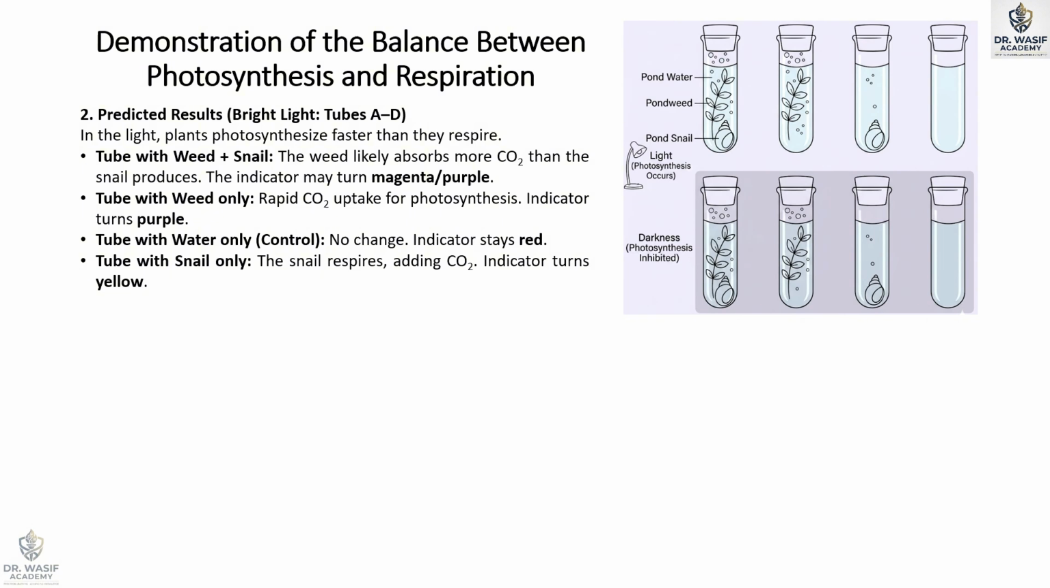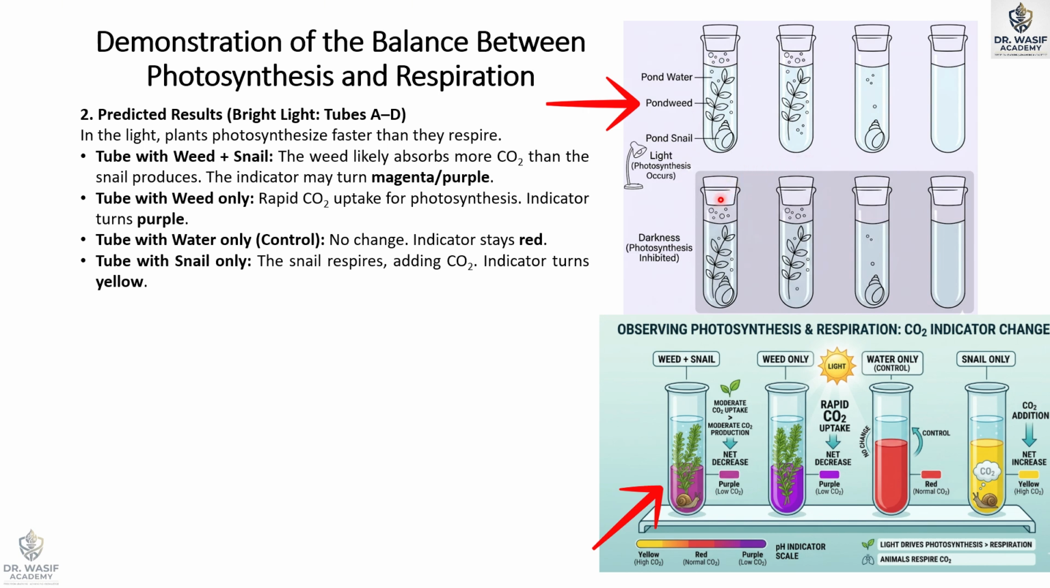Now let's look at what actually happens in our tubes. We will start with the bright light condition. Remember our rule that in light, plants photosynthesize faster than they respire. So this is a tug of war. The snail is adding carbon dioxide, but the weed is so busy photosynthesizing that it absorbs its own carbon dioxide plus the snail's. So the indicator turns purple.